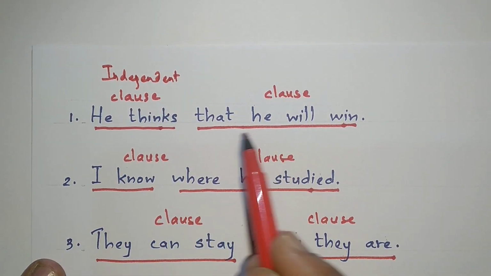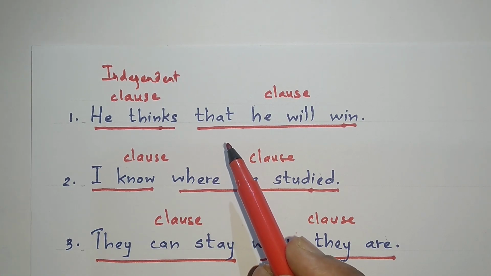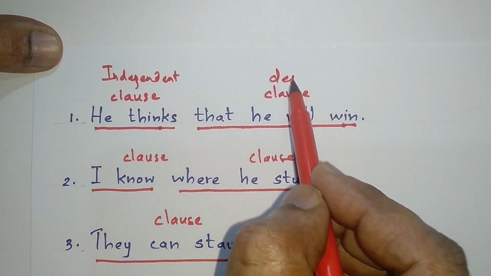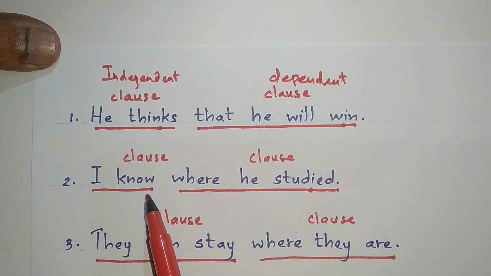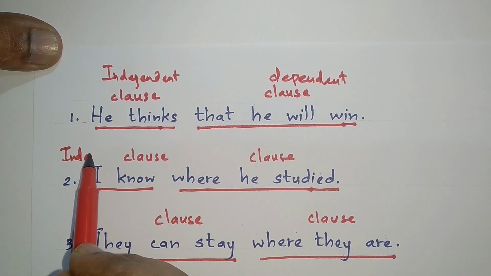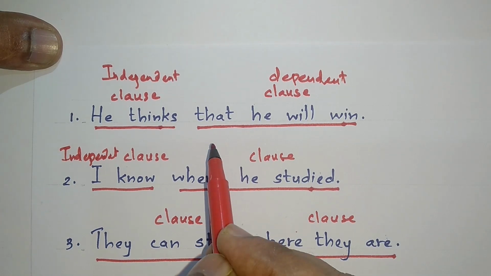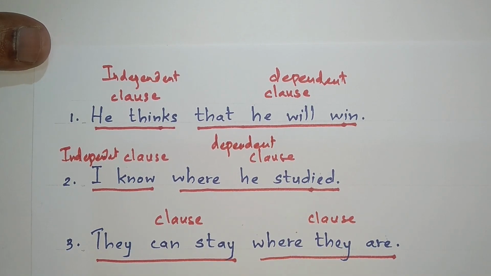But look at this remaining part. That he will win. Does it make sense on its own? No, it does not make sense on its own, and therefore that he will win is dependent clause. Similarly, I know. I know is independent clause because it makes complete sense on its own. But where he studied, just consider these three words, where he studied. Does it make sense on its own? No, it does not. So therefore, where he studied is dependent clause.